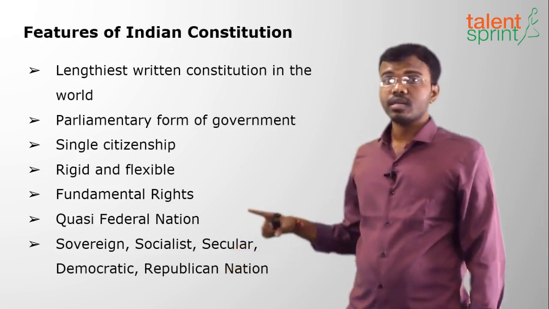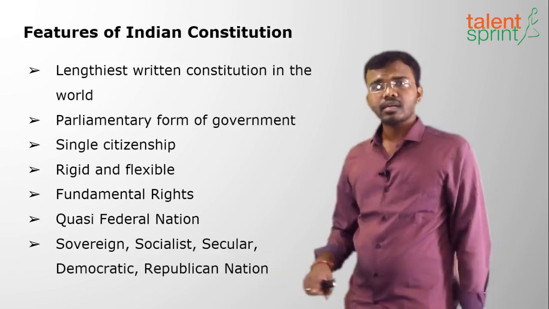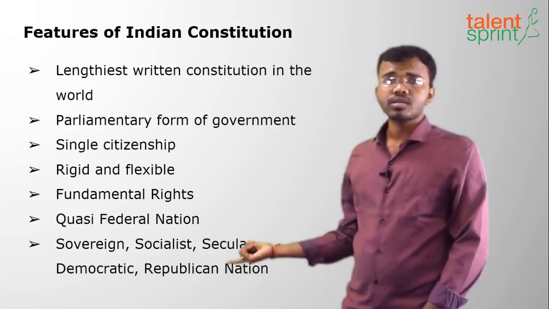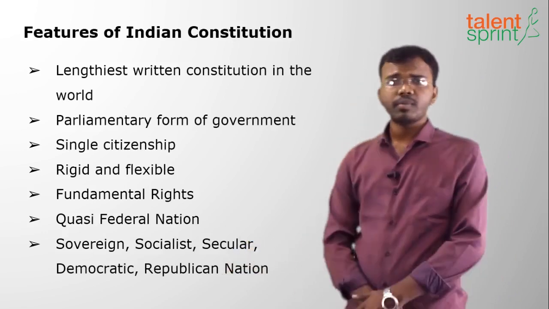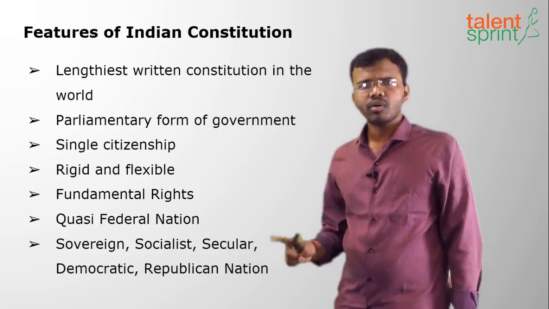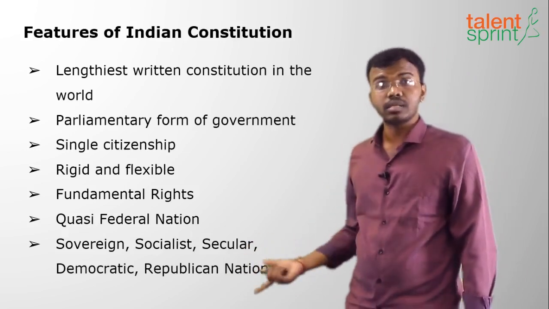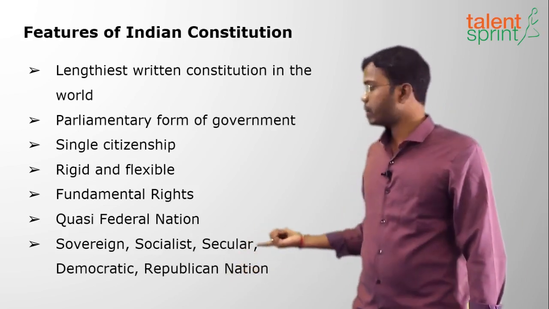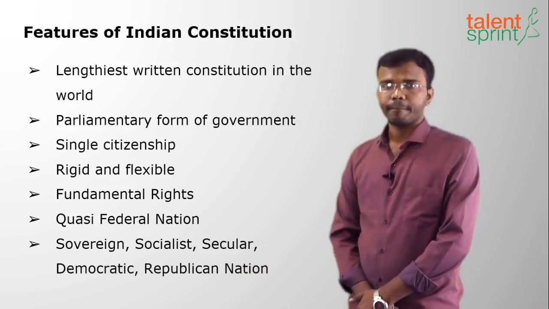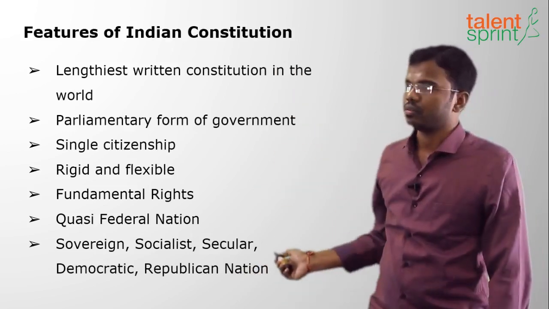In the UK, the head of the state is the queen. She is not directly elected. She is neither directly elected nor indirectly elected. So UK is not a republic. China is a republic because there are elections, leave aside one party or two party. But there are elections. So we call it the People's Republic of China. We became a republic on 26 January 1950. So these are the very best features of the Indian Constitution.